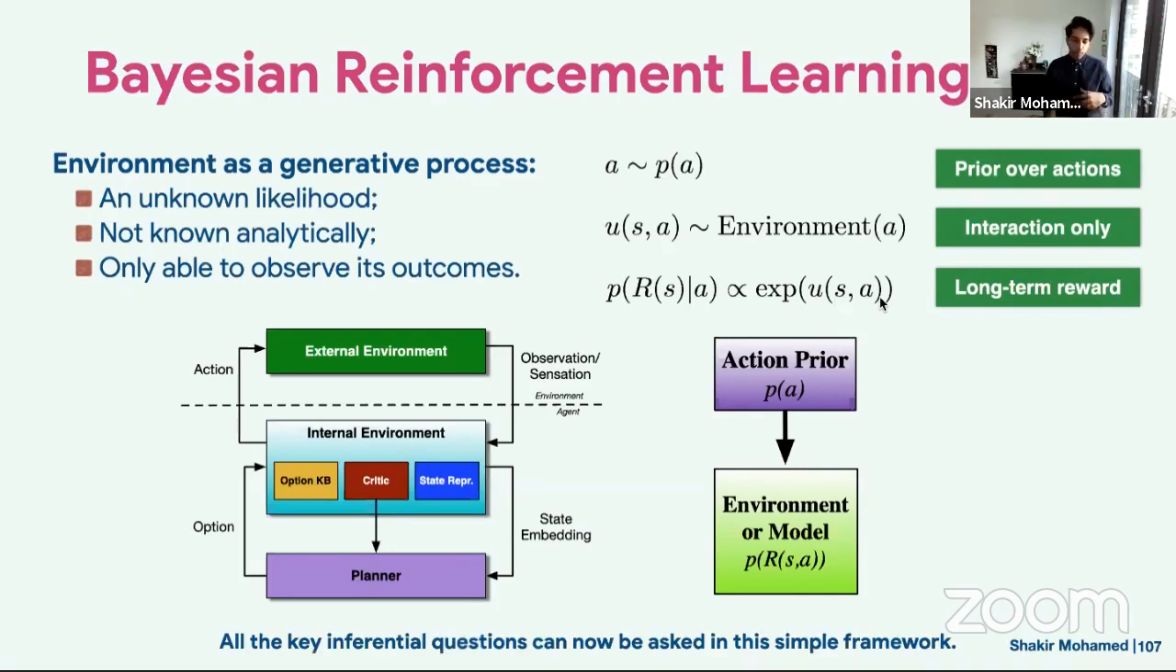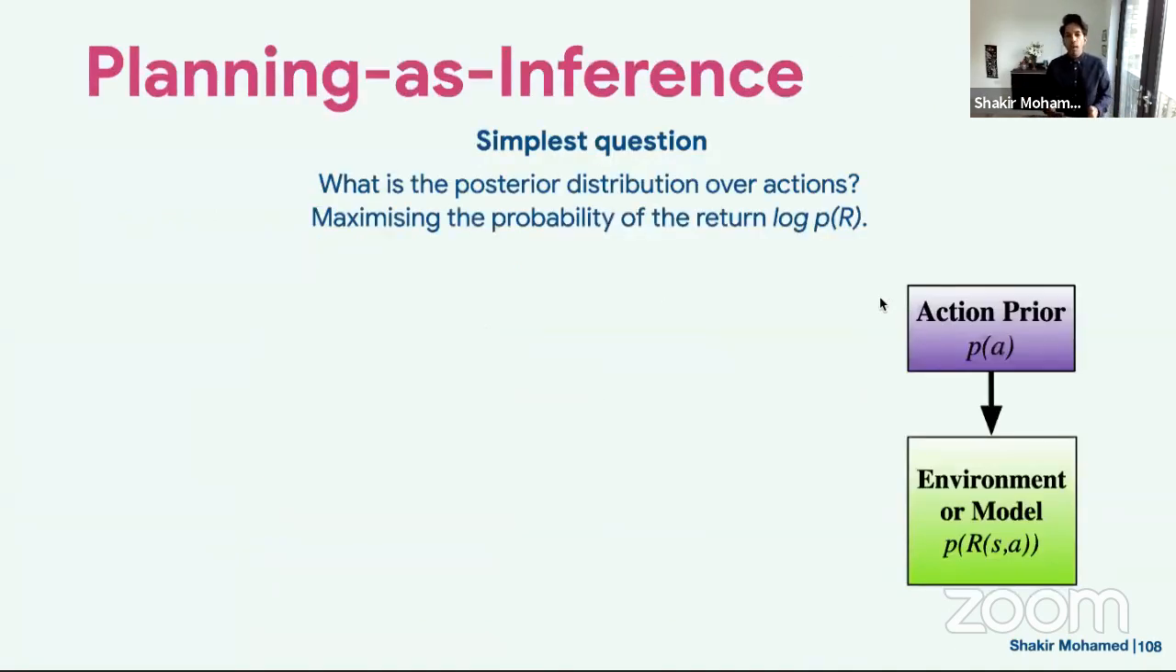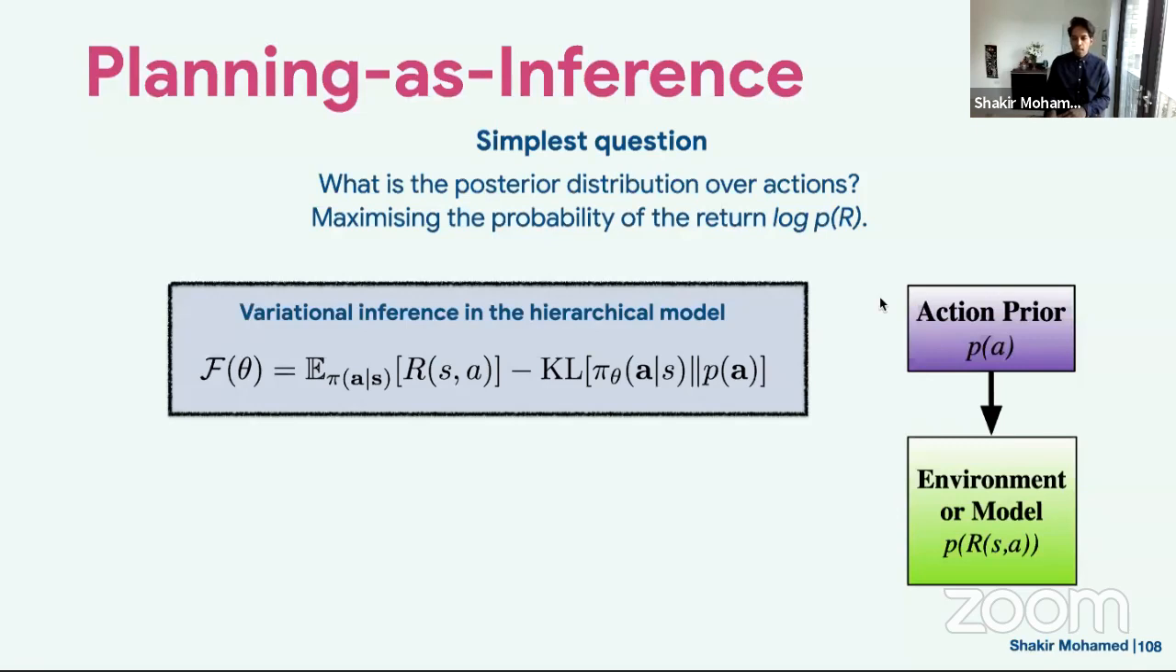And in this simple framework, we can ask all the inferential questions we were asking before. The simplest question is, what is the posterior distribution over actions? Using everything we've done, you can maximize the probability of the log return. One technique is a hierarchical latent variable model. You don't know the actions, so that's a latent variable. Let's apply variational inference. If we apply the free energy, you'll have some expectation over a log probability. So if I do log P, I'm just going to get R minus some KL, and I'm going to introduce what I previously called Q, the approximate posterior distribution.